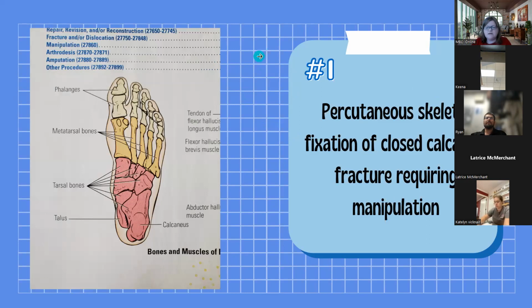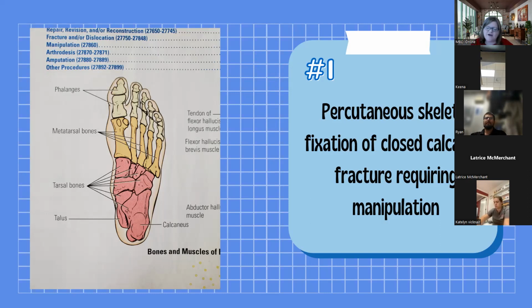All right, so let's go ahead and jump into it. And like I said, this one gets a little confusing because there's just so much medical terminology that we're not familiar with. But let's read it. Percutaneous skeletal fixation of closed calcaneal fracture requiring manipulation. All right, so the first time I read that, when I was putting this presentation together, I was like, what in the heck is calcaneal?